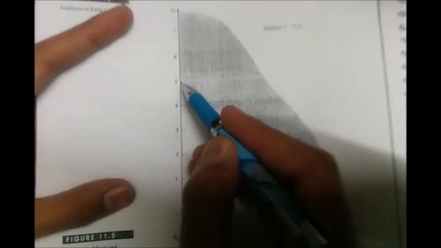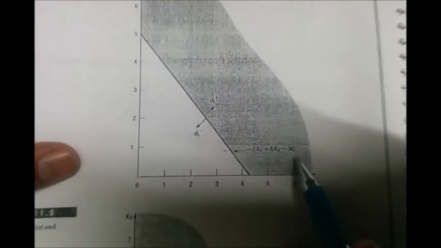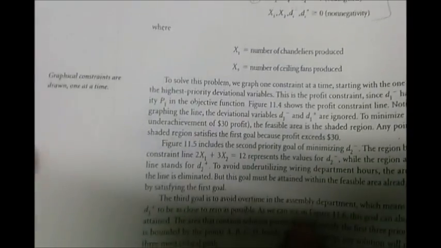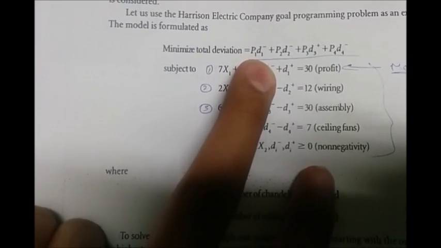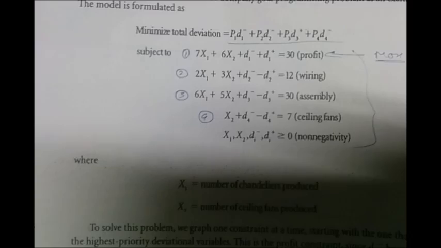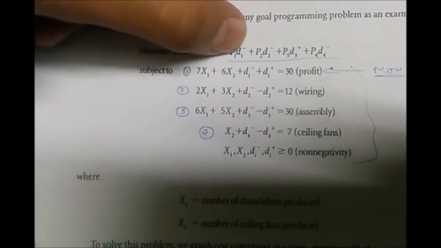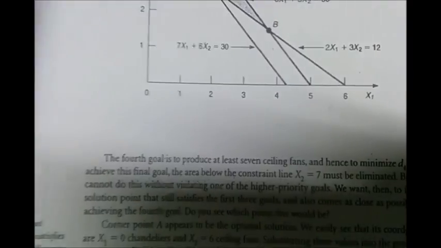So till now, what have we done? We have plotted this line, 7x1 plus 6x2 is equal to 30. Now what do I need to minimize? What does my minimization say? I need to minimize d1 minus. It means the area that I will choose will be something other than d1 minus.